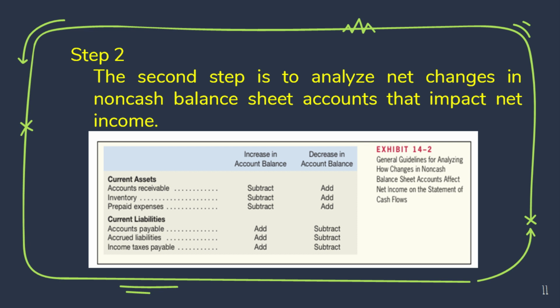If an asset account balance increases during the period, then the amount of the increase is subtracted from net income. If an asset account balance decreases during the period, then the amount of the decrease is added to net income. The current liability accounts, which are accounts payable, accrued liabilities, and income taxes payable, are handled in the opposite fashion. If a liability account balance increases, then the amount of the increase is added to net income. If a liability account balance decreases, then the amount of the decrease is subtracted from net income.